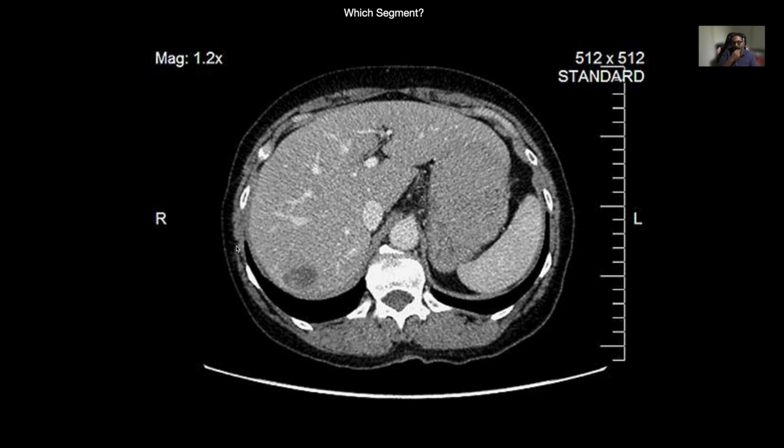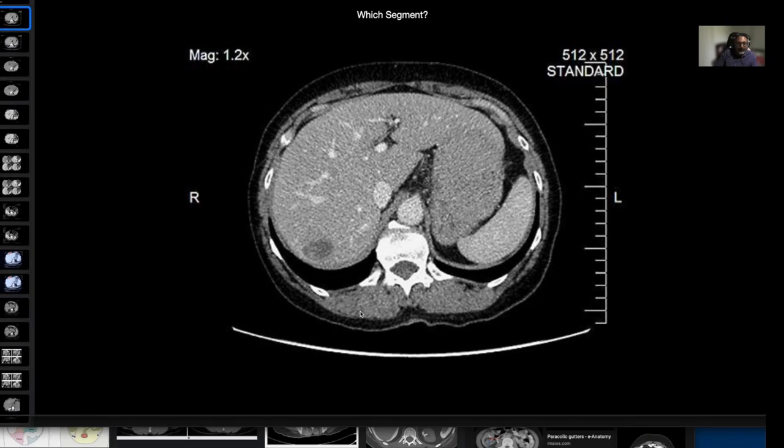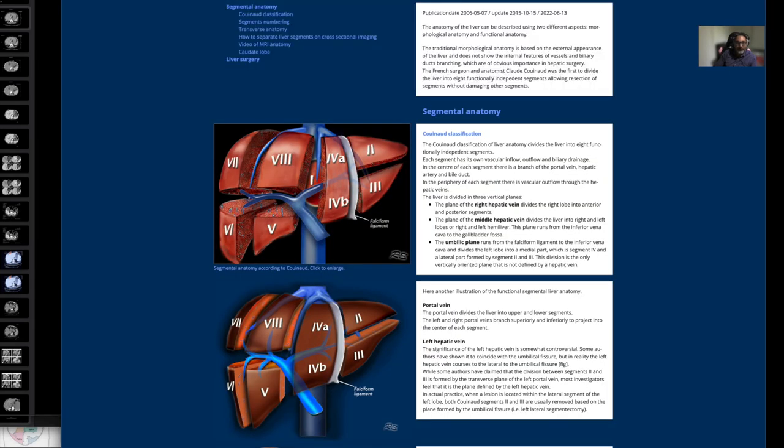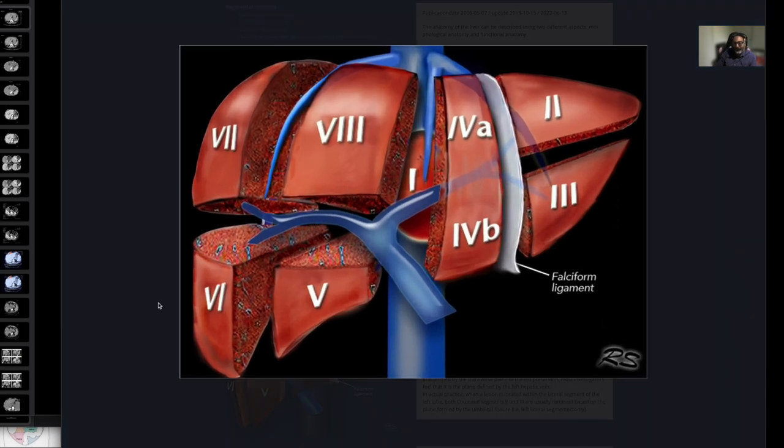What segment of the liver do you think this is? If you are forgetting your segments, you can use this diagram again. Do I still have liver segmental anatomy? Yes, I think. Might as well use this. There you go. Let's review the segments, because then we'll have to decide them.